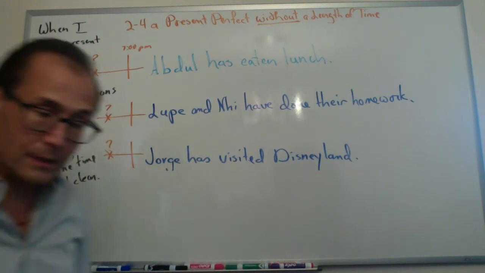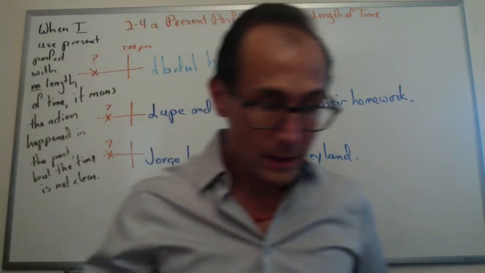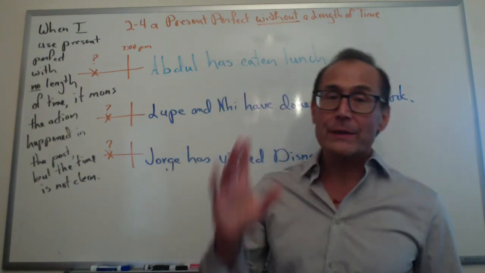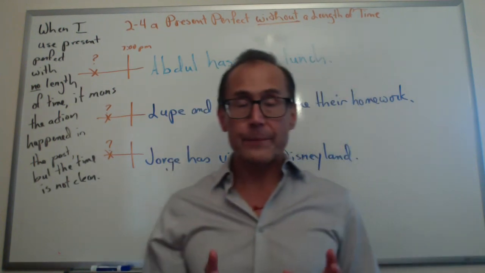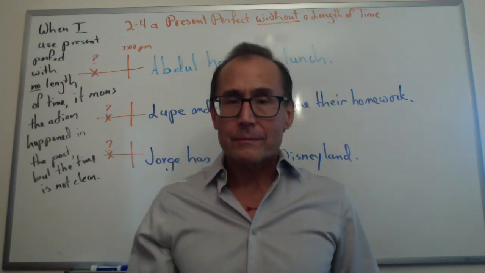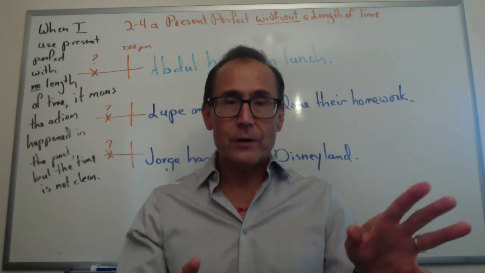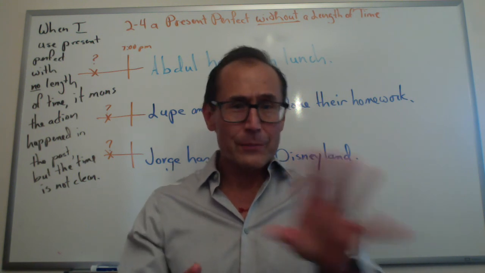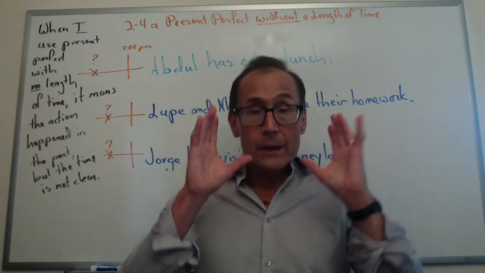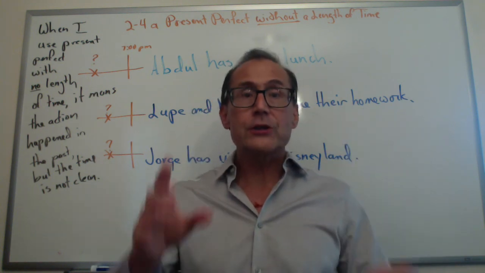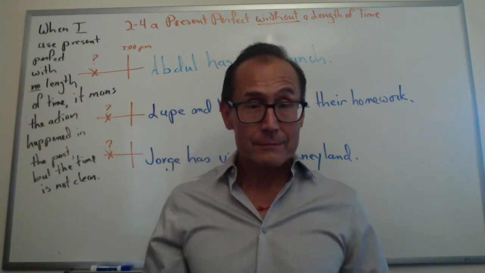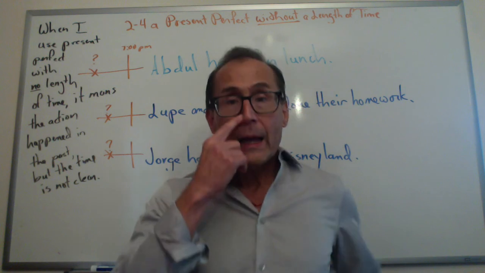So, the main point to have so far: when I use present perfect with no length of time, it almost always, there's an exception. If you want to know the exception, read the book that I published free online. I'll talk to you more about that later probably. But it almost always means that the action happened in the past, but the time is not clear. Okay, I hope that's good.